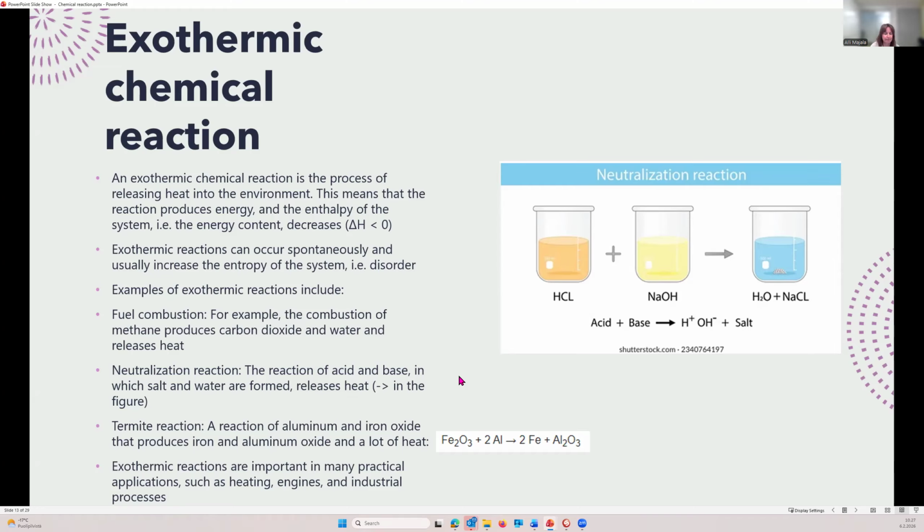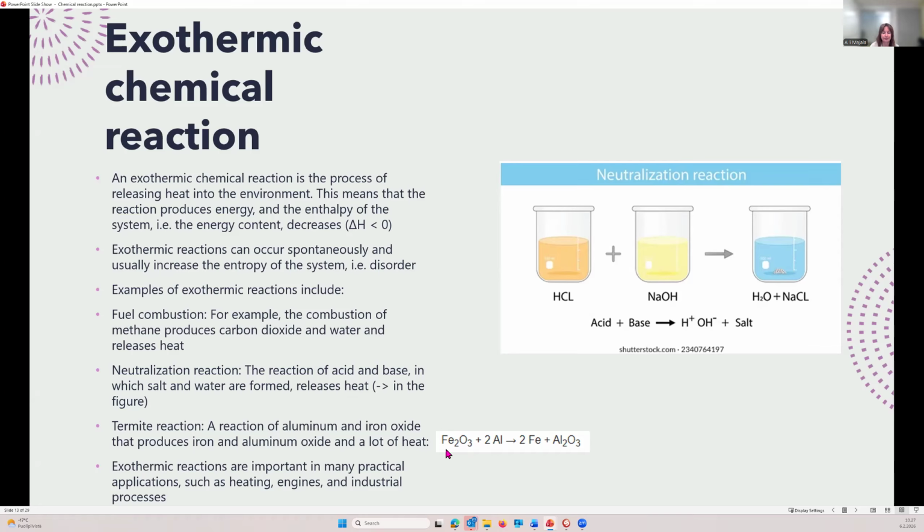And this is also an exothermic reaction, so you can also produce heat there. Or then this thermite reaction that we had a picture of. And here is the equation for that.